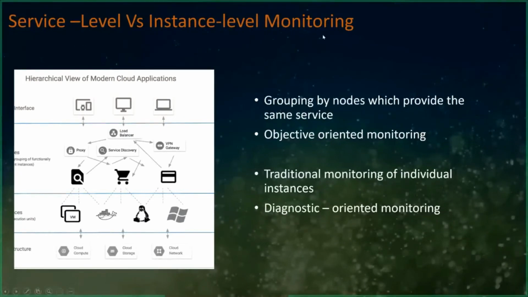Instance level monitoring, on the other hand, is more of a traditional monitoring of individual instances. In some cases this is useful when you are working at a platform level, below at an infrastructure level, but not at a service side, right? Usually, instance level monitoring is used for diagnostics, meaning when you have an incident or an issue that you really need to troubleshoot, right? So these are the two main types that every company or startup today is using.